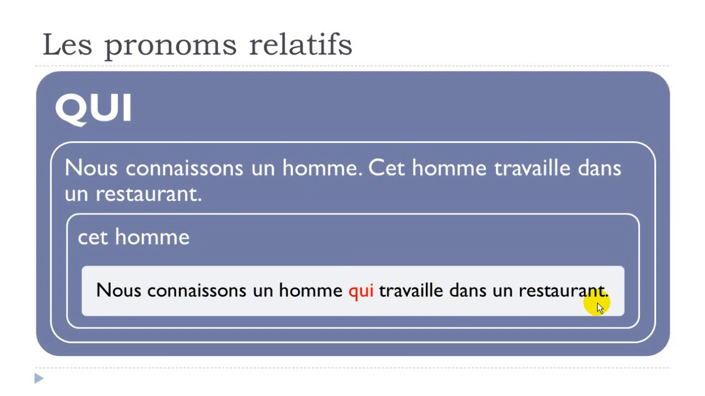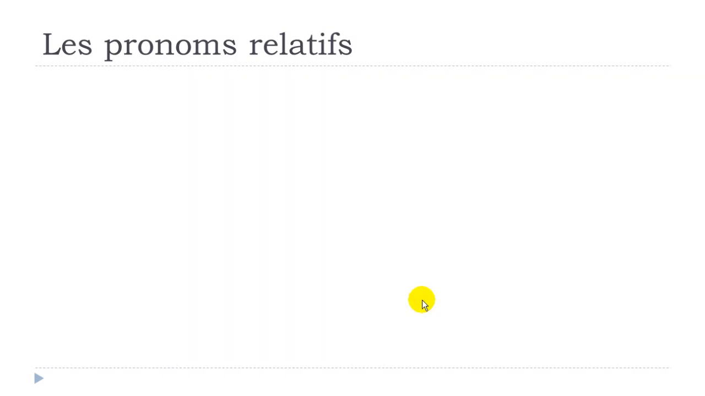Okay? So it is quite easy to make. It's not that difficult. You just need to remember that it should come well before the verb here. All right? And then we've been choosing this qui just because it is the subject of the verb.